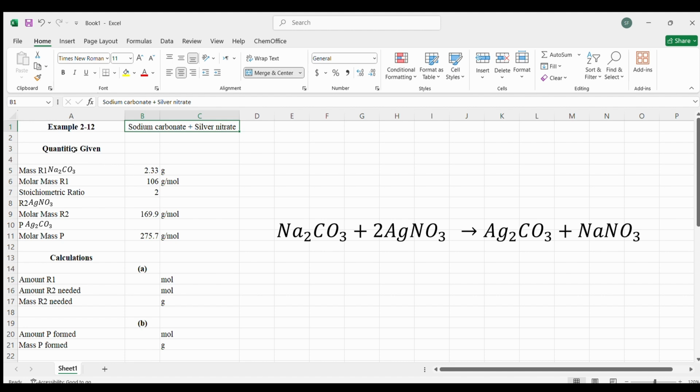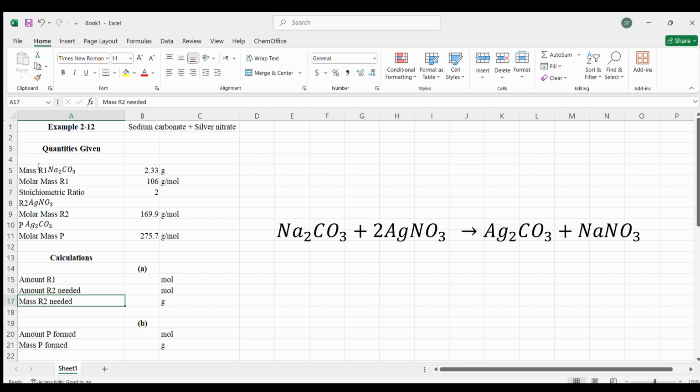And we have two other sections. The first one is the quantities given. All of the numbers that we already have in the problem, or we can find using a really simple search in the appendix of the textbook. And the next section would be calculations. And this stage has the amounts and the masses that we are looking for.